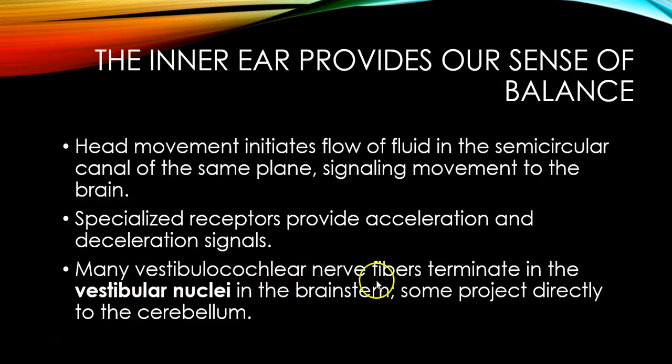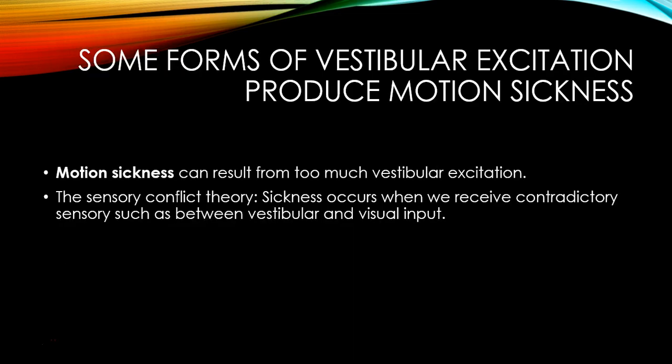And many of these nerve fibers terminate in what we call the vestibular nuclei in the brainstem, and some go directly to the cerebellum. Cerebellum is also really important in balance. Motion sickness can result from too much vestibular excitation or a conflict when you're receiving contradictory information between your visual sense as well as your head movements. And so that conflict can cause motion sickness.